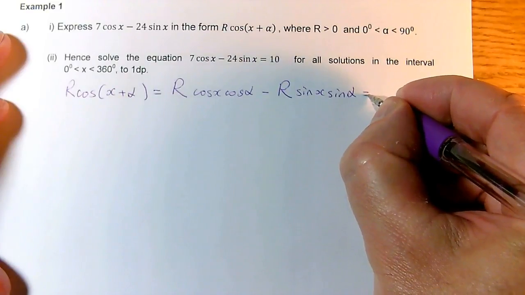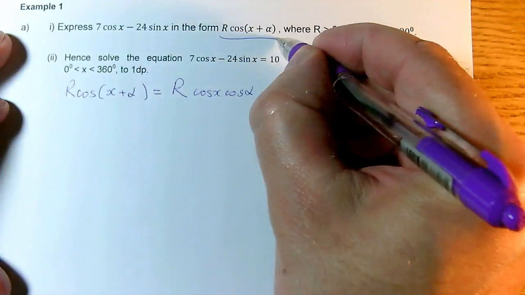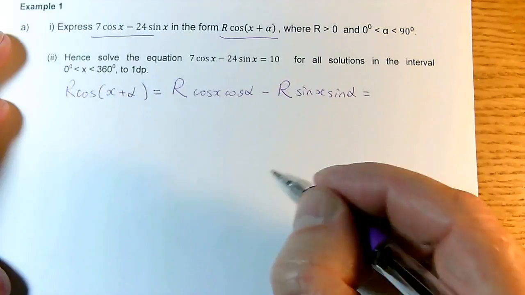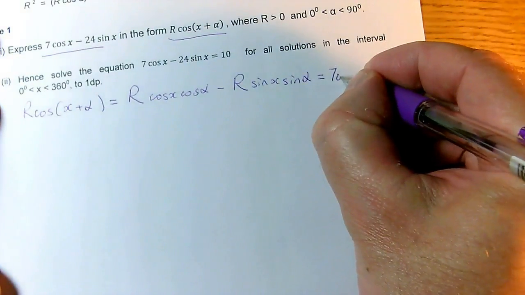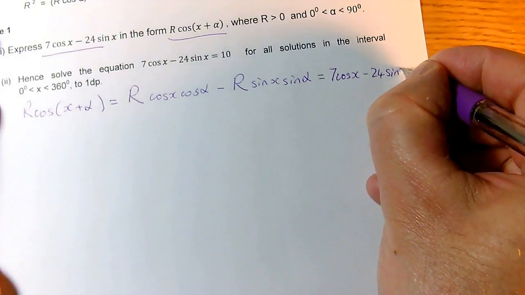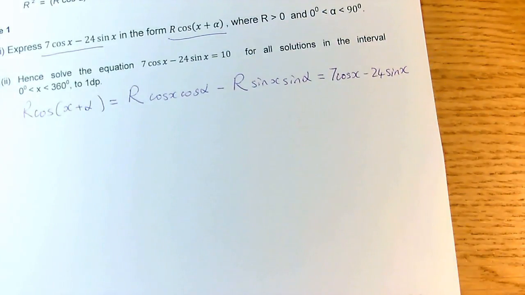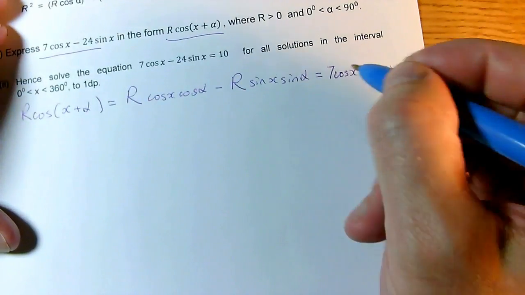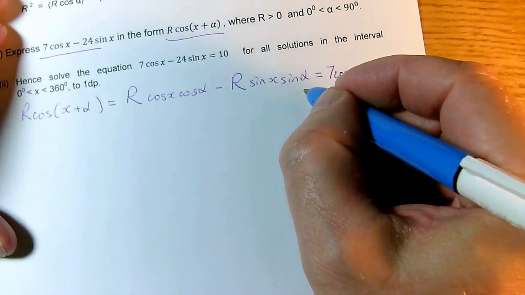and that's got to equal, okay, so that's this bit here, and it's got to equal 7 cos x minus 24 sin x. So this is 7 cos x minus 24 sin x. Now at this point we've got to be really careful in terms of what we match up with what. I like to use colour here. You can't use coloured pens in the exam, but you can underline things in different ways.